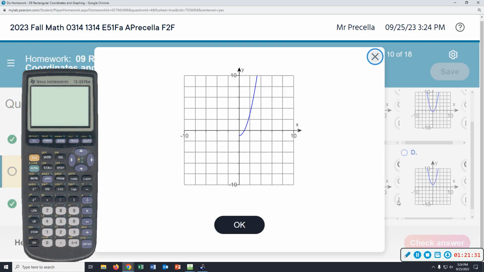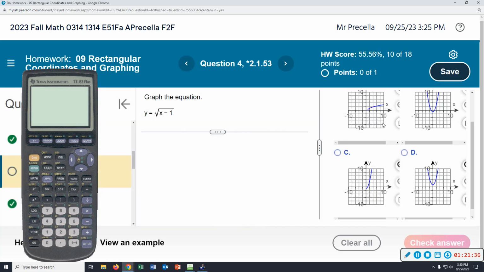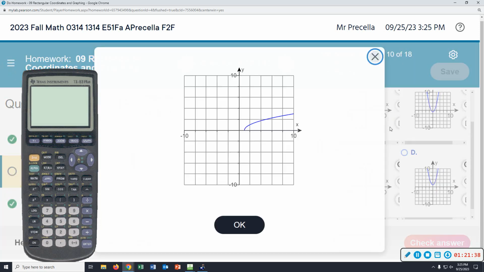Is that it? I think it's got to be A. Yeah, it's A. It's got to be. Right, 1 is incrementing by 2. Right 1, up 0. Then right 2, up 1. Right 2, up 1. And then 5, 2. Okay, 2, 4, 5 is right here. Up 2. Again, each mark is incrementing by 2.